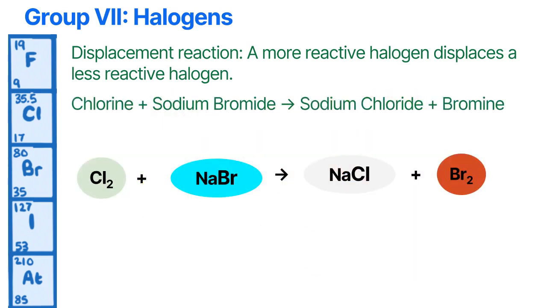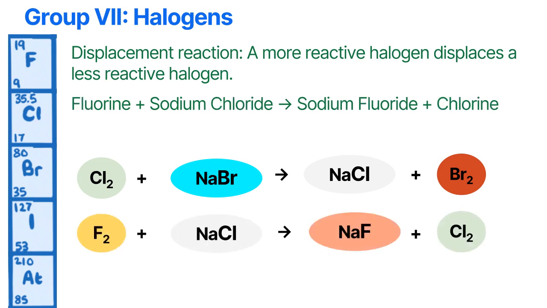Let us see the first example. When chlorine is added to sodium bromide solution, a reaction takes place. The products are sodium chloride and bromine. You will see a brown color because bromine is released. Exam tip: always write the products clearly. Sodium stays with chlorine, and bromine is displaced.